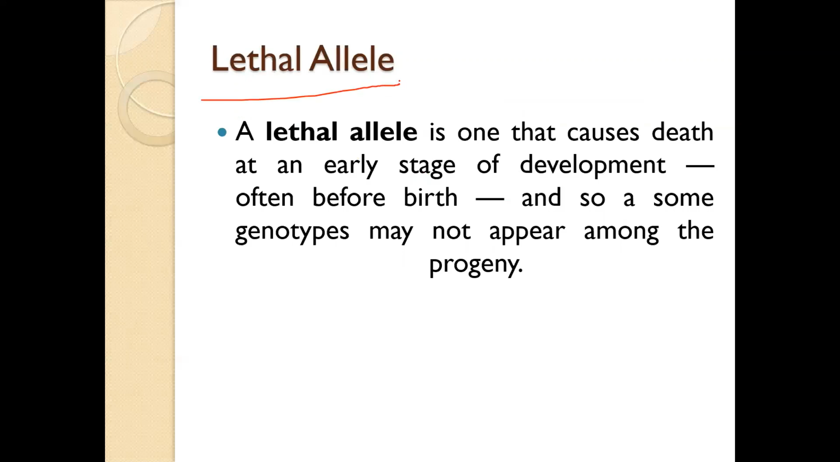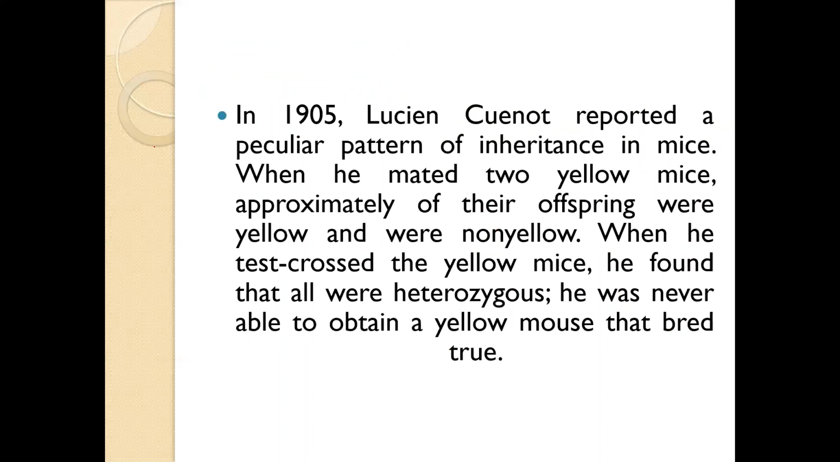Now we come to the topic of lethal allele. What is the meaning of lethal? Lethal means if this allele is present in some kind of organism, that organism will not survive. The lethal allele is one that causes death at an early stage of development, often before birth, so some genotypes may not appear among the progeny. So this is a certain type of condition, that if this particular allele is present, that organism will not survive. That means this allele is not suitable for the population.